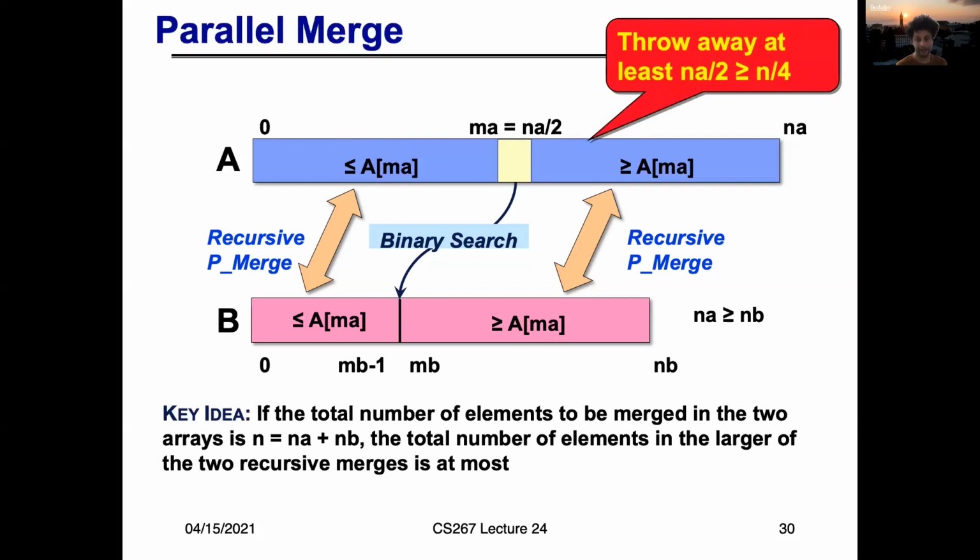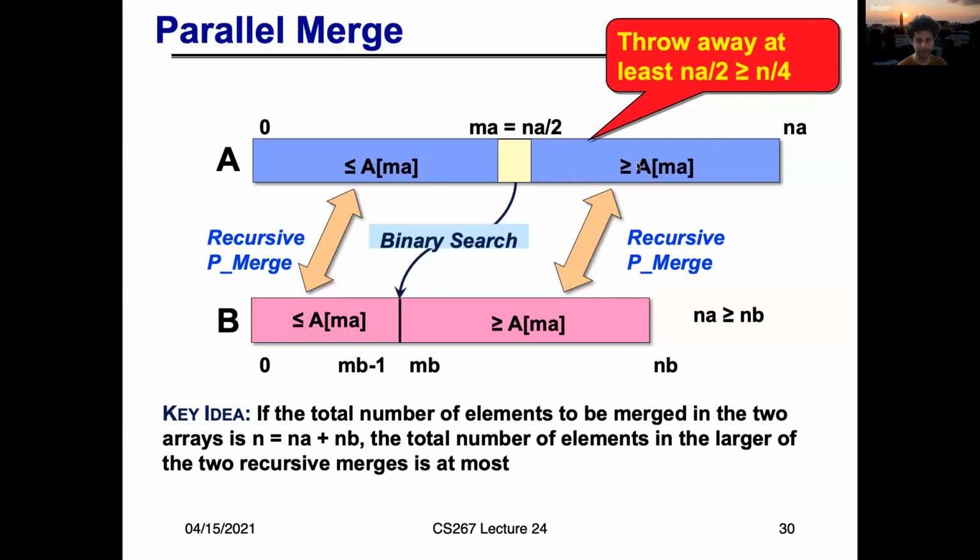So what am I getting rid of in some sense? I'm not going to, again, the word "throw away" is wrong because it's not entirely true, because I'm going to recurse in both of them. But I can say that this list is at least of size nA over 2. nA is the size of the list A. And similarly, the part that's on the left of the median of A is also at least size nA over 2.